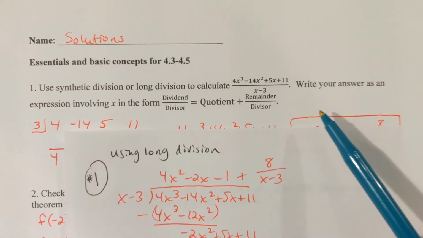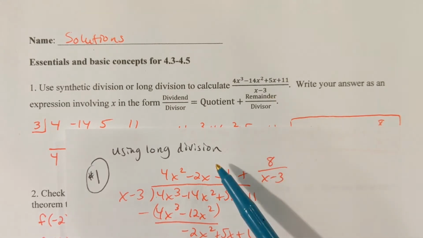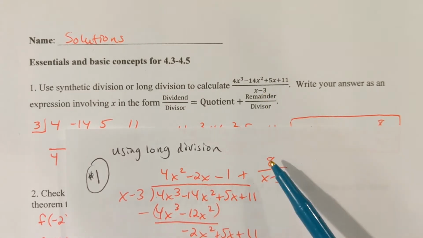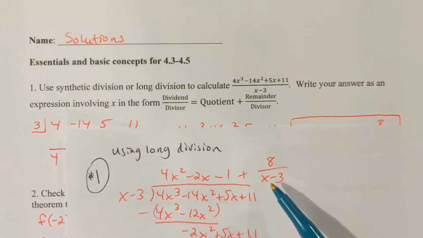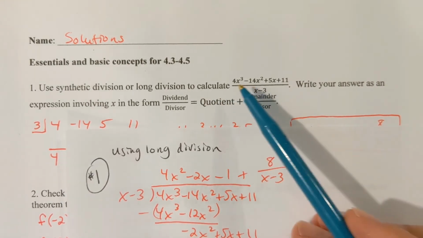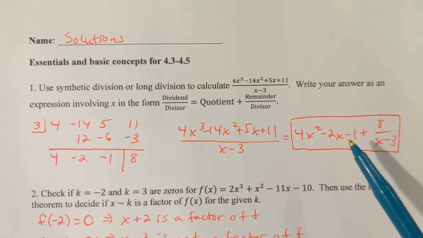Now, in this form, you always have the quotient plus remainder over divisor, so I'd want to tack on 8 over x minus 3 if my answer were to be written this way, and that's what I have circled here.